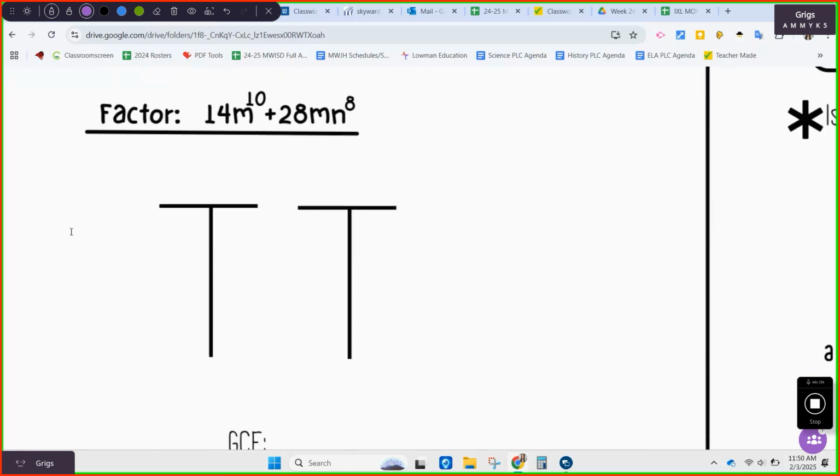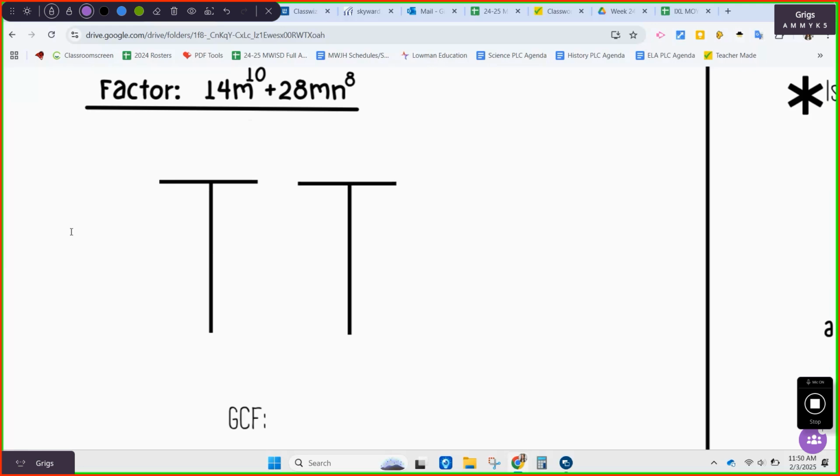Alright, let's look at this one. 7. So, we're going to start with 14. Yeah, 14. That's step 1: writing them in the things, Elijah.